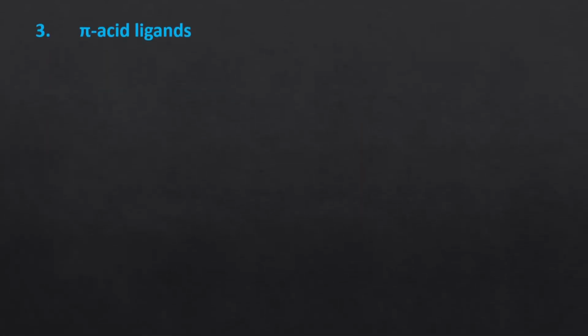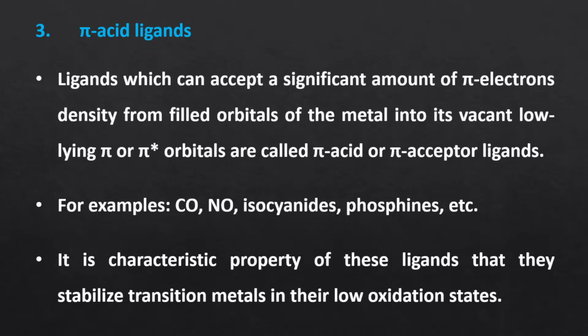The third factor that affects the stretching frequency of the carbon-oxygen bond in the carbonyl ligand is the pi acid ligand. Before moving to the effect of pi acid ligands, first understand the definition of pi acid ligands. Ligands which can accept a significant amount of pi electron density from the filled orbitals of the metal into their low-lying pi or antibonding pi orbitals are called pi acid or pi acceptor ligands. For example, carbonyl, nitrosyl, isocyanide, phosphine, etc. It is a characteristic property of these ligands that they stabilize transition metals in their lower oxidation states.